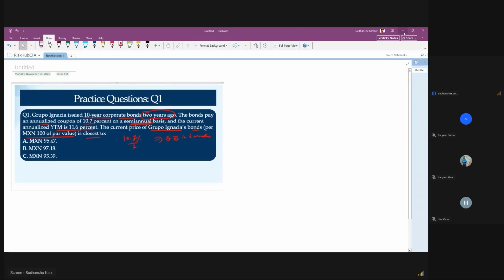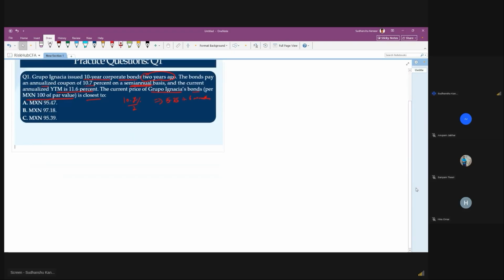Now listen to me carefully. Originally, the bond was a 10-year bond. See, CFA asks good questions. Do fewer questions, but do high quality questions. Read the question carefully: 10-year bond. This is how I solve an exam if I am a student. 1 year, 2 year, 3 year, 4 year, 5 year, 6 year, 7, 8, 9 and 10 year. 10-year corporate bond, issued 2 years ago.